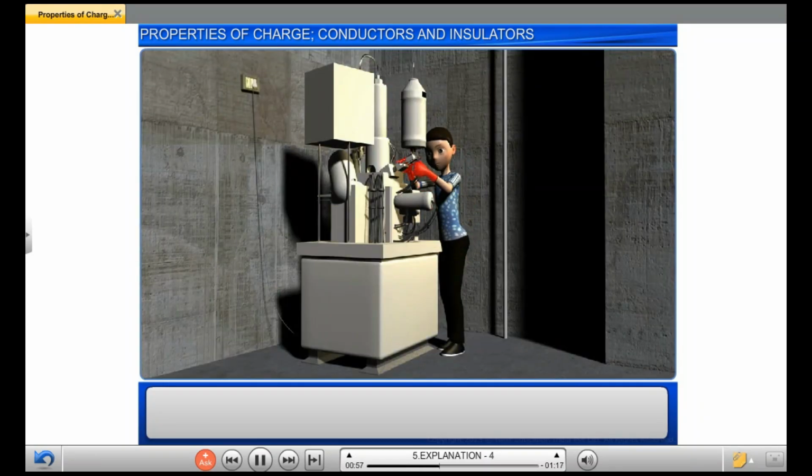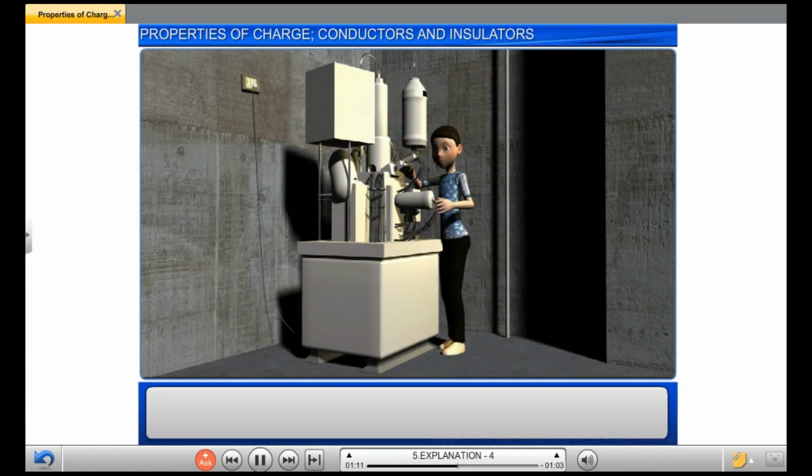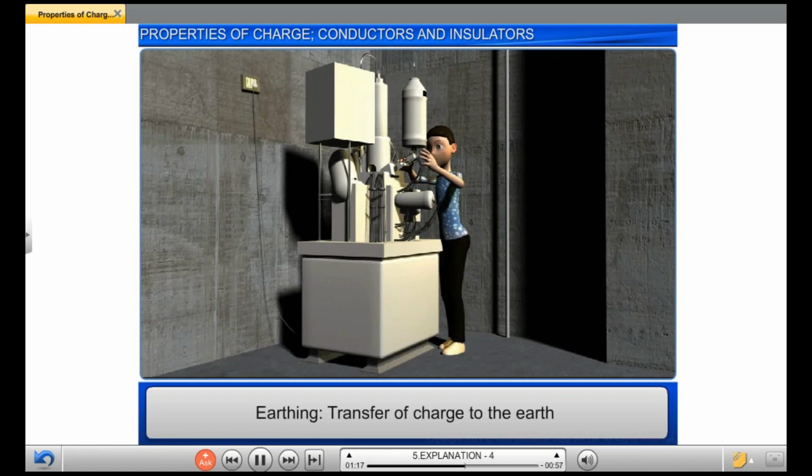It is advisable to wear rubber footwear or gloves or stand on a wooden platform while handling electrical equipment, since they are insulators and protect us from the harmful effects of the electric current. In the absence of the gloves, any leakage in the current from the electrical equipment is transferred through the body to the earth, and this is known as grounding or earthing.